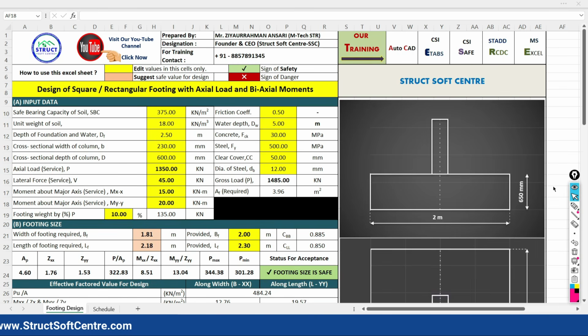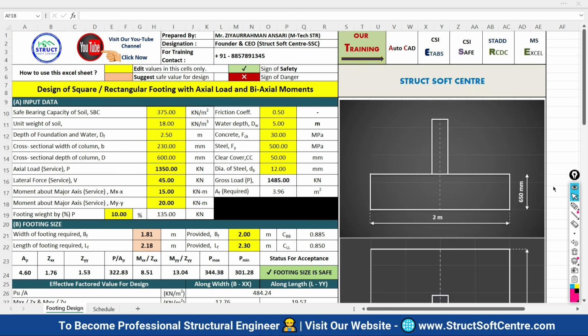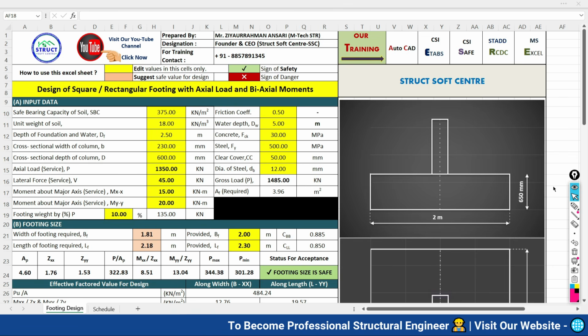In this video we are going to learn how to design an isolated square or rectangular footing when it is going to be subjected to axial load as well as biaxial moment or uniaxial moment. So we are going to take the help of this spreadsheet for effectively designing this type of foundation in a short period of time. If you do the design by a manual approach, it will take a hell of a lot of time.